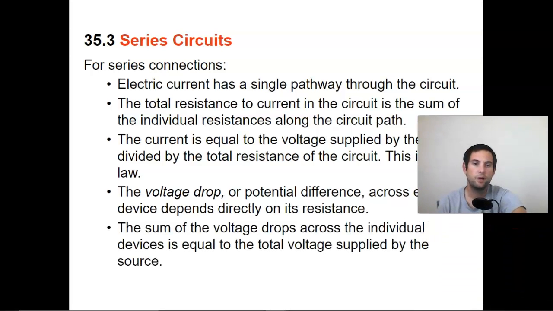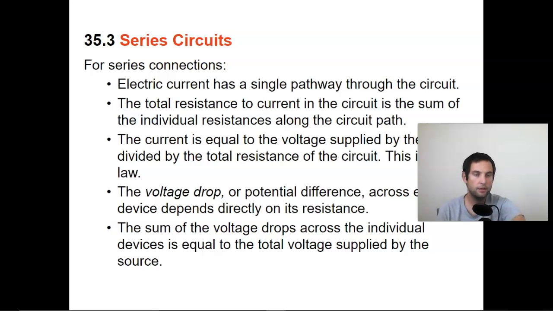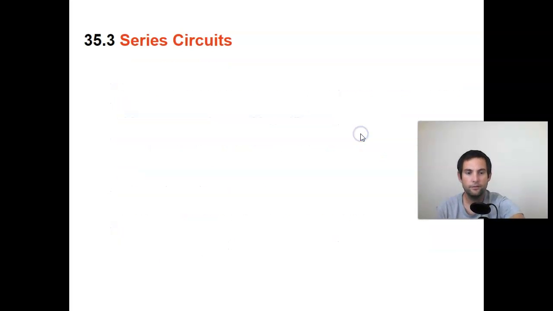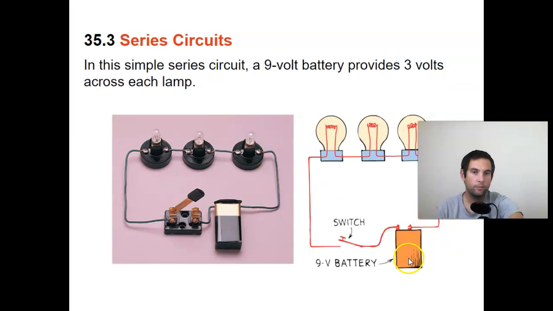The sum of the voltage drops across the individual devices is equal to the total voltage supplied by the source. So that means the voltages are going to be split up. This is one of Kirchhoff's laws. So if this is a 9-volt battery and there are 3 bulbs, then I know this bulb is going to have a drop of 3 volts, and this is going to have a drop of 3 volts, and this light bulb is going to have a drop of 3 volts.